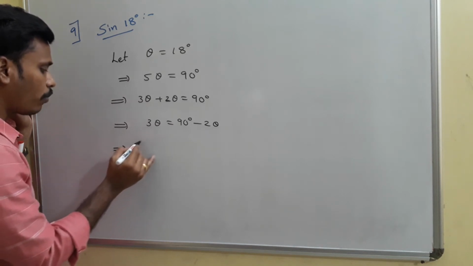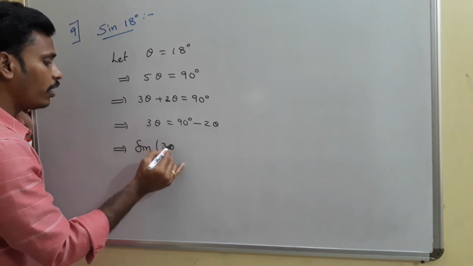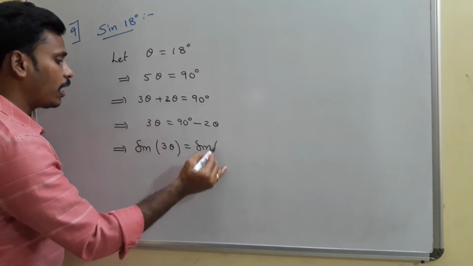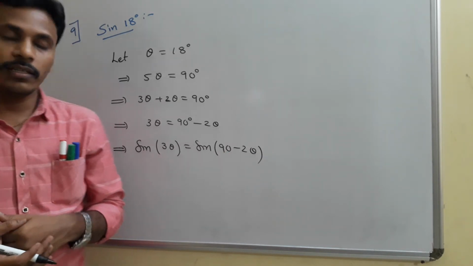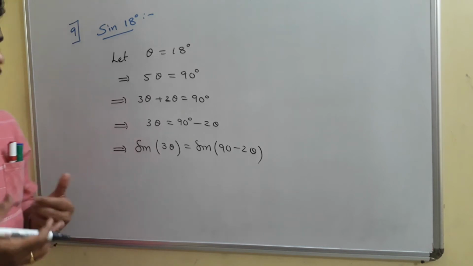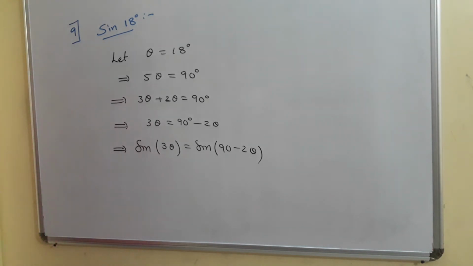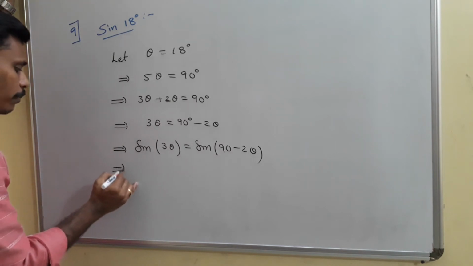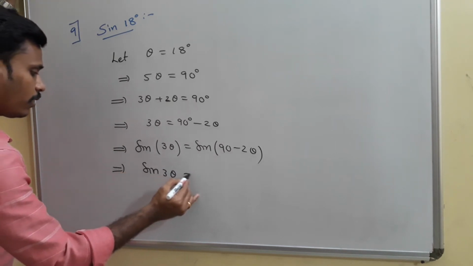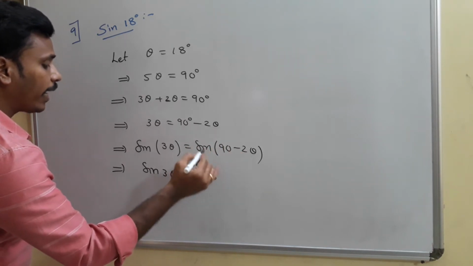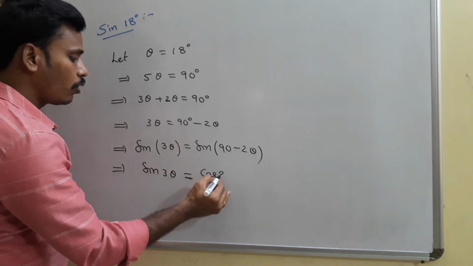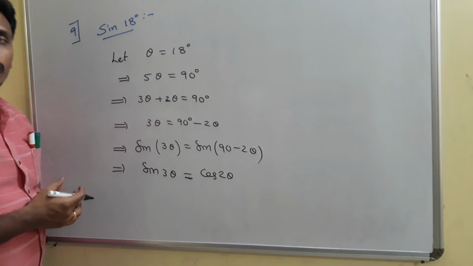You just take sine on both sides. Sine of 3 theta is equal to sine of 90 minus 2 theta. See, these two angles are equal, so if you apply sine on both sides, those two are also equal. Now you need to convert everything in terms of sine theta. Sine 3 theta is equal to sine of 90 minus 2 theta. 90 degrees will change this sine into cos, and 90 minus is first quadrant, so I will get positive. So sin 3 theta is equal to cos 2 theta.